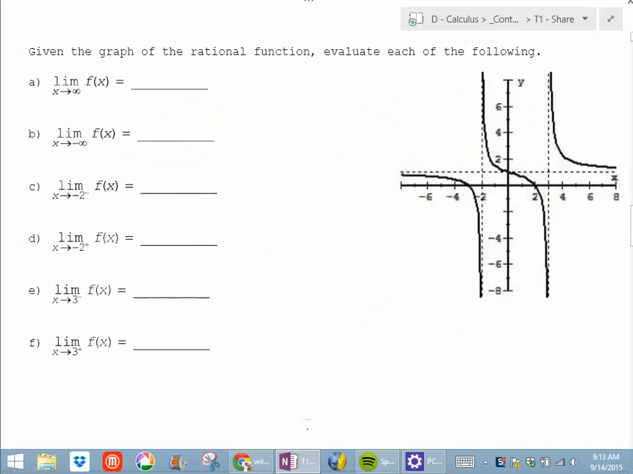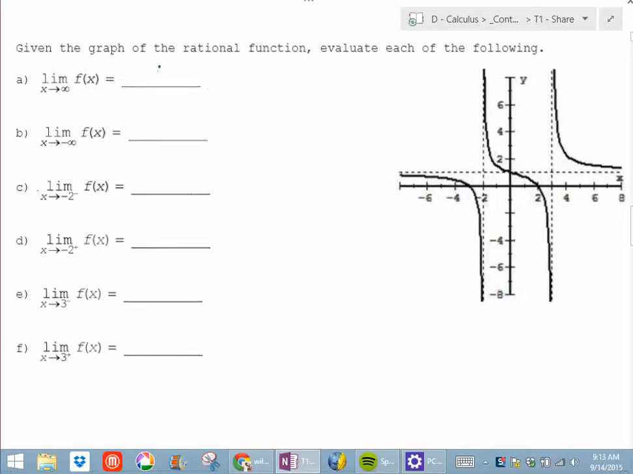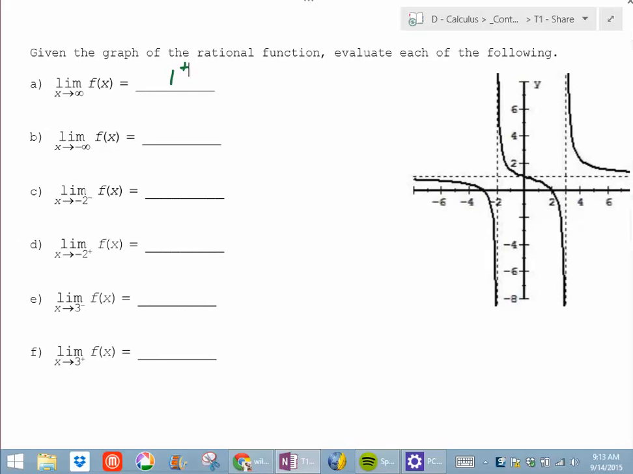Someone read out what that's asking. What's going on for A? The limit of f of x as x approaches infinity. So what happens as x goes to infinity? As x goes infinitely to the right, what does it approach? 1 from the positive side. Exactly. What about x going to negative infinity? 1 from the bottom. Exactly.